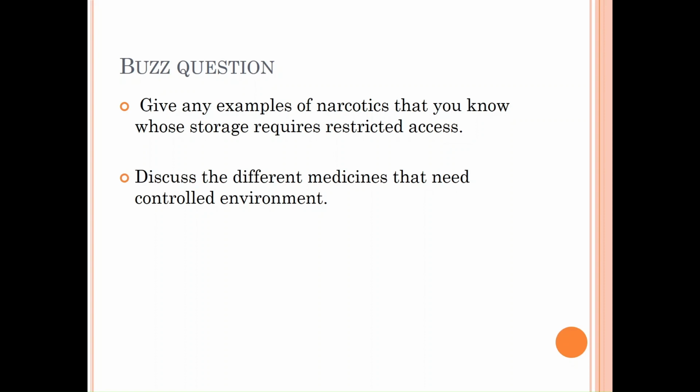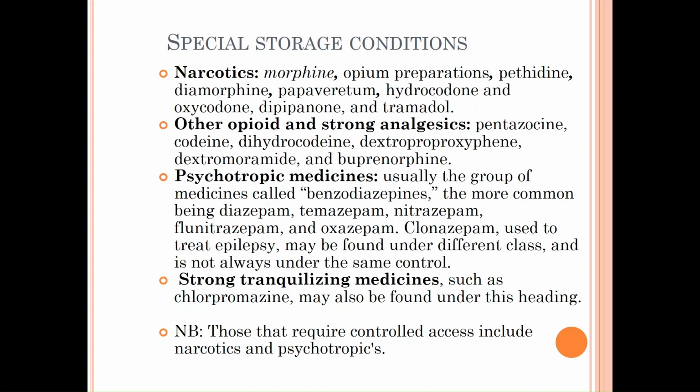So you can find out here whether whatever you put down was right. We have examples of narcotics. These are the different drugs. We have opioids, and then the strong analgesics, and the examples are put here. And then we also have the psychotropic medicines, with examples here. And then we have the strong tranquilizer medicines. We also have them here and their examples.